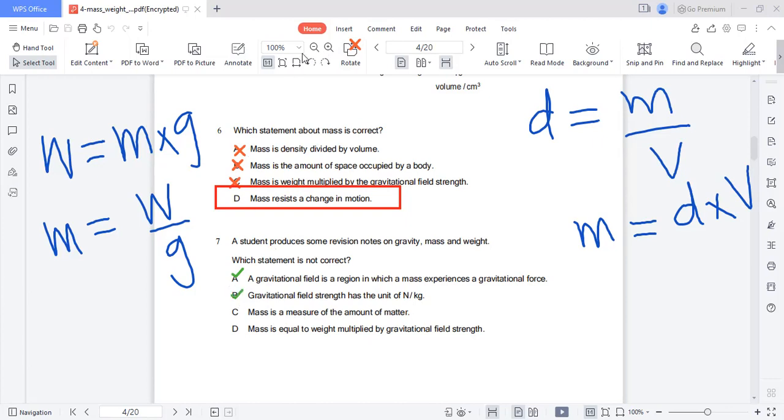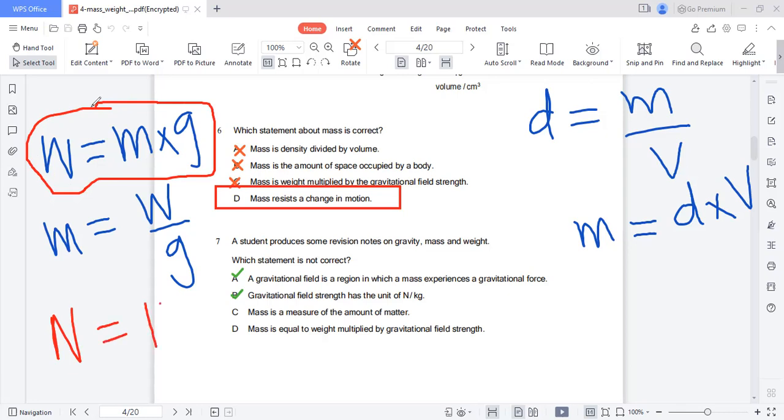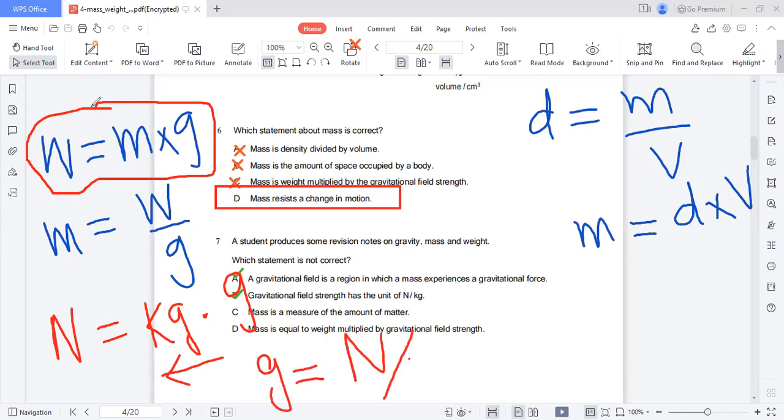if you just look at this option, this is about weight, and the unit of weight is newtons and unit of mass is kg. What would be the unit of g? So let's leave g as it is. So move kg to the other side. So unit of gravitational field strength is newtons per kg. So that's why the second option is also correct. So we have two correct options.